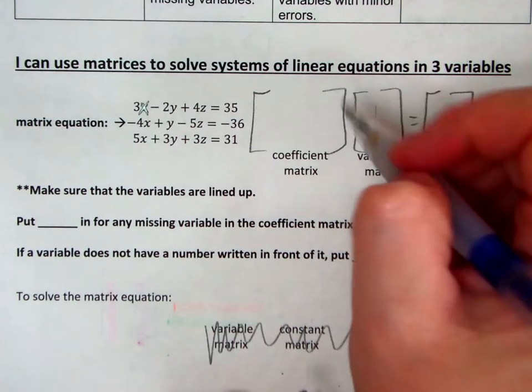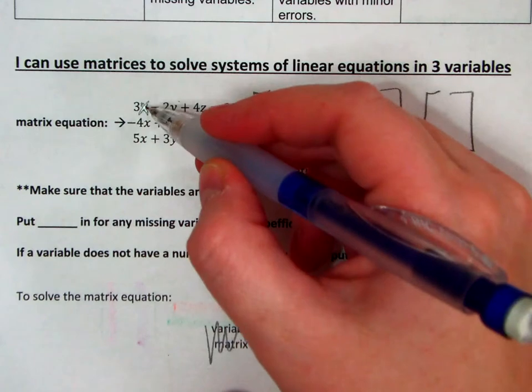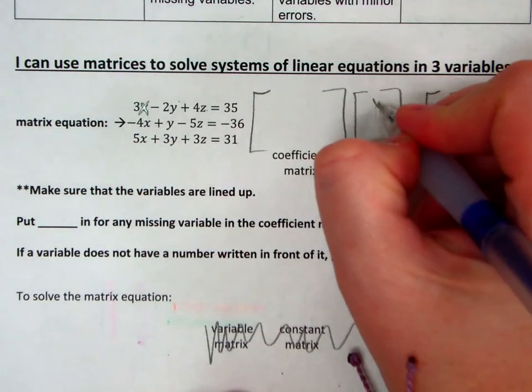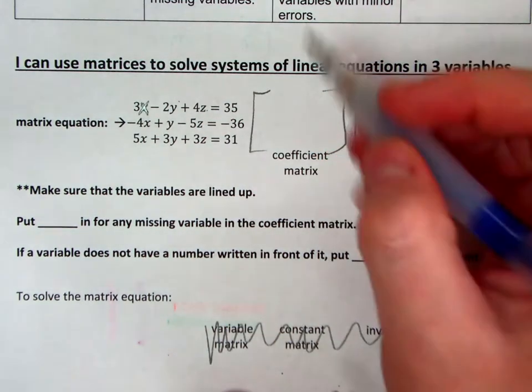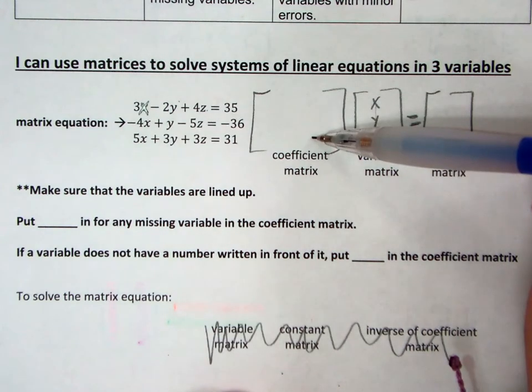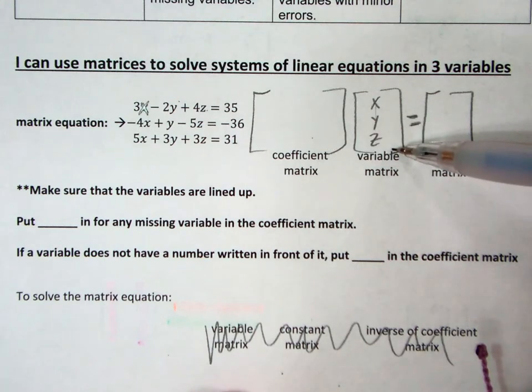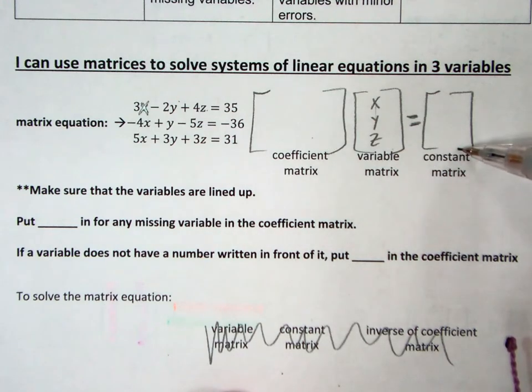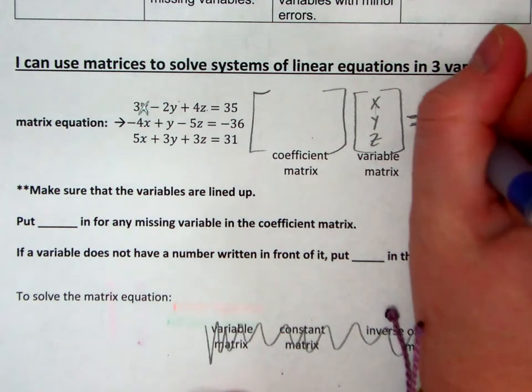So you have your variables x, y, z. You want to make sure that they're lined up in the rows. So you have x, y, z. You have an equal sign. So the way it works is coefficients are the numbers in front of the variables, which is the letters. You have the variables, which are the letters. And then you have the answers, which is your constant matrix. These two are the easiest to fill out.